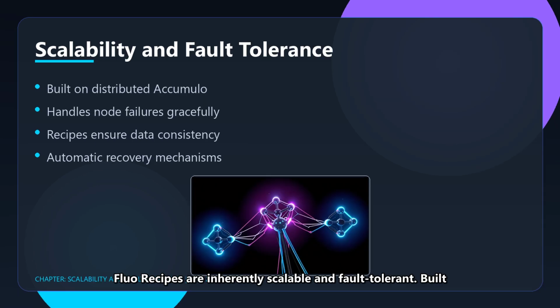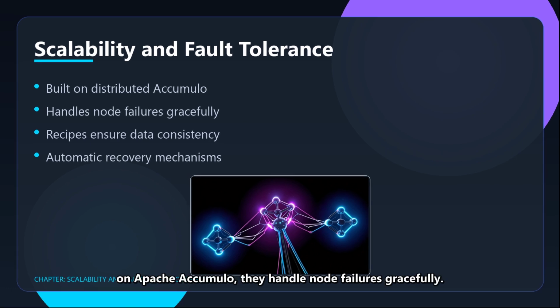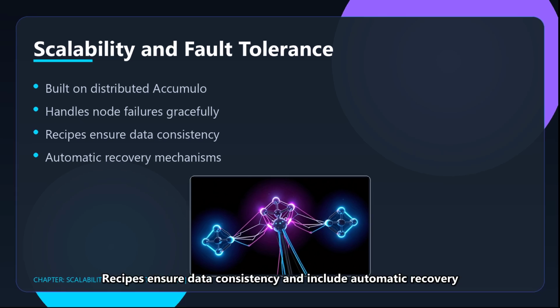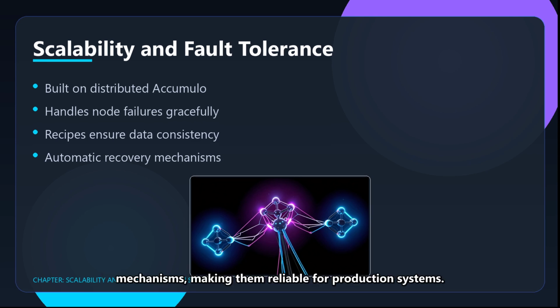Fluo Recipes are inherently scalable and fault-tolerant. Built on Apache Accumulo, they handle node failures gracefully. Recipes ensure data consistency and include automatic recovery mechanisms, making them reliable for production systems.